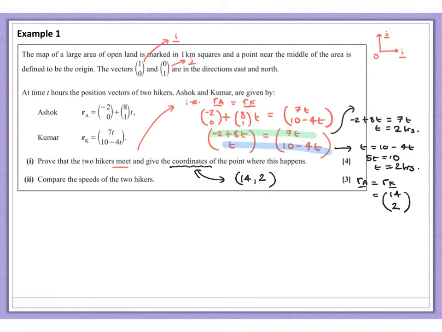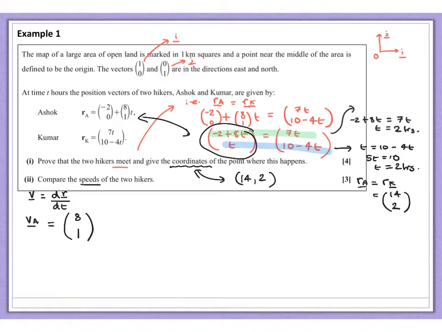Part 2. Compare the speeds of the two hikers. So we need to remember that velocity can be calculated by differentiating our position vector here with respect to time, which means we need to differentiate the i component and the j component with respect to t. So vector r_A will differentiate to give me vector v_A. I'm going to use this version of the vector, it's a little bit easier to see there. So differentiating that gives me (8, 1).